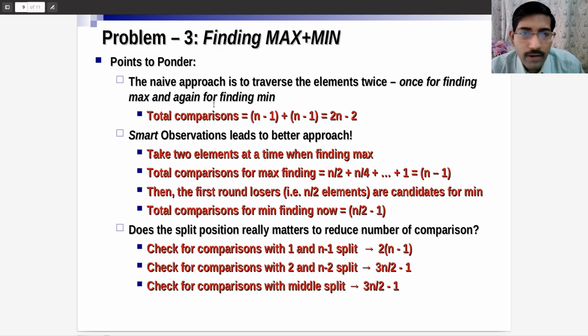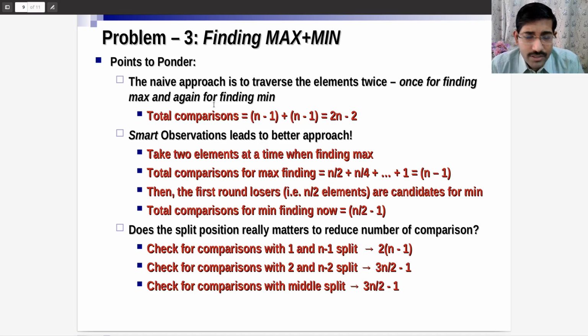Once you find the max, that gets you n minus 1 comparisons. Again you traverse those n elements to find the min in a similar way. That gives you another n minus 1 comparisons. As we have already studied, these are the best ways you can solve max and min separately. So the total number of comparisons you might need is 2n minus 2.